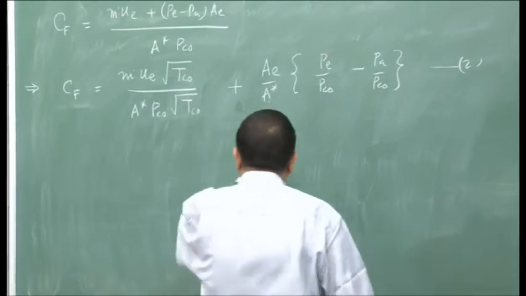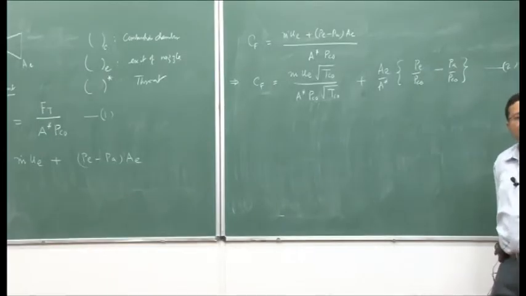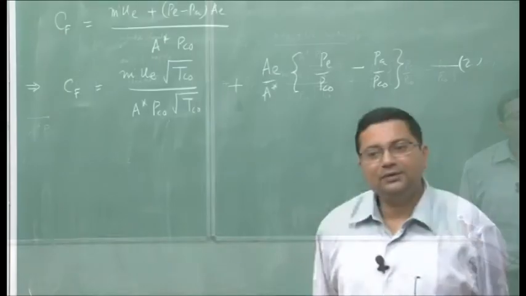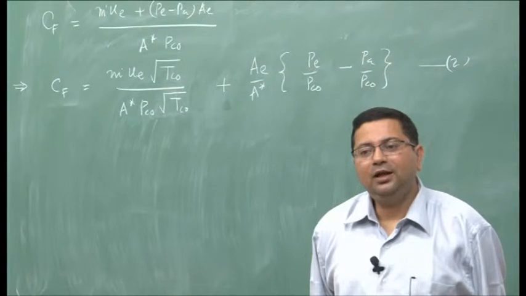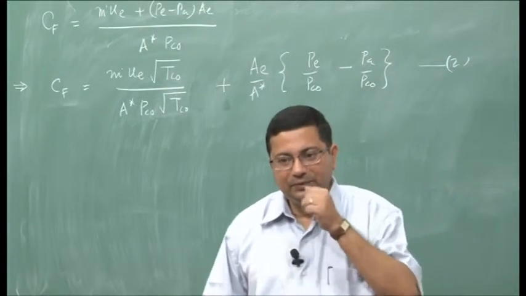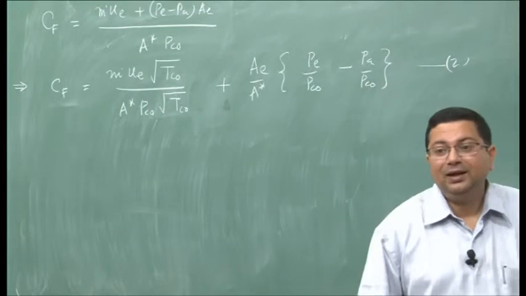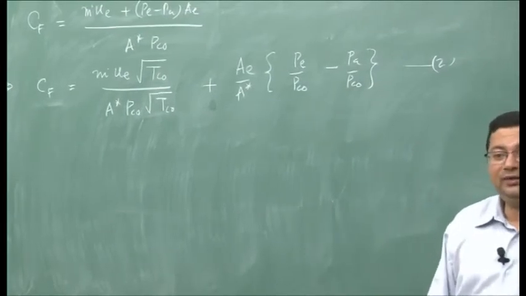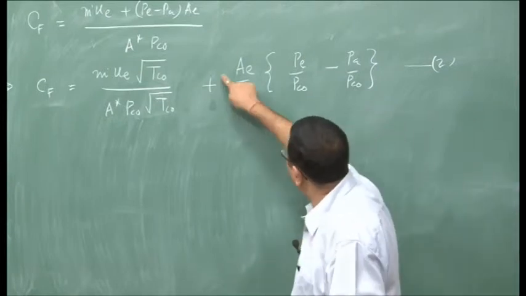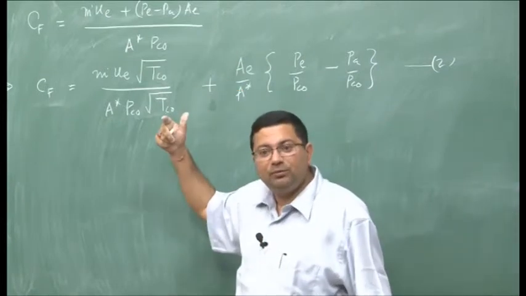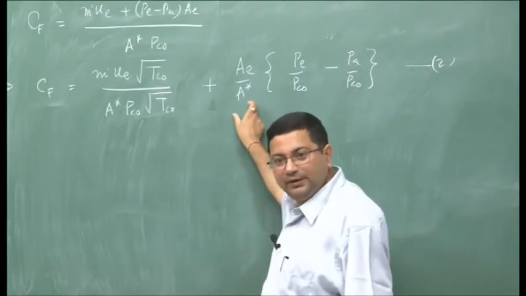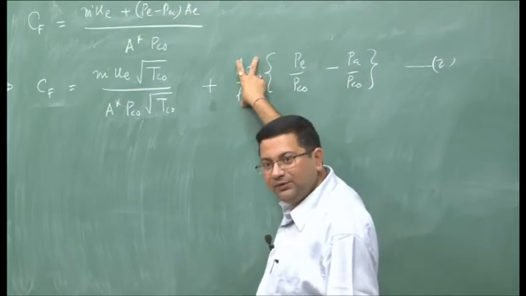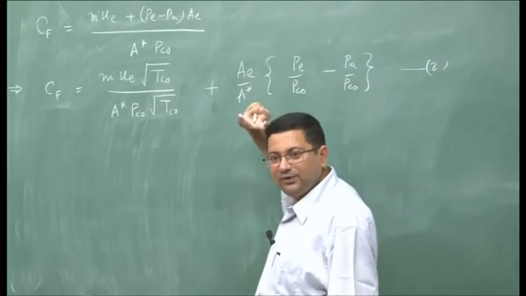Now, let us look at the second term, A e by A star. In the last few lectures, we talked about the area Mach number relationship, and we have shown there that the exit Mach number is a function of the area ratio A e by A star. Therefore, this term is a function of exit Mach number, which we have already shown. So, once this is specified, the exit Mach number is specified.